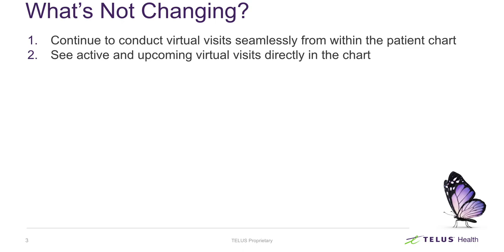Two key things to keep in mind throughout this transition is that you will continue to be able to conduct virtual visits seamlessly from within the patient chart as you were able to do in Virtual Visits 1.0. Secondly, you will continue to see active and upcoming virtual visits and other pathway entries directly within the patient chart to the left-hand side. Now that we've gone through the key features to consider when moving to Virtual Visits 2.0, as well as the items which are remaining consistent, let's dive into what the virtual visit workflow looks like when we have Pathways enabled and Virtual Visits 2.0 is active within the domain.